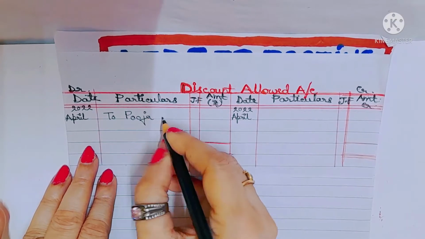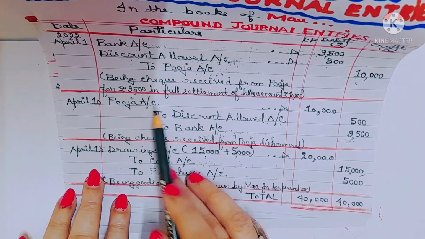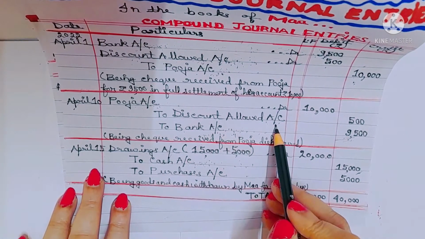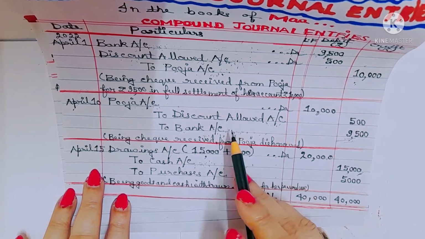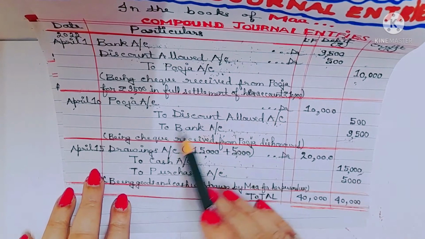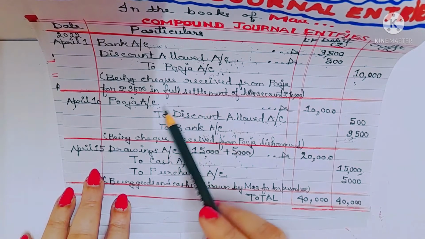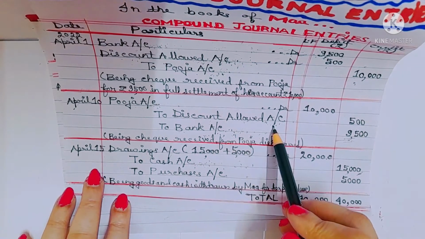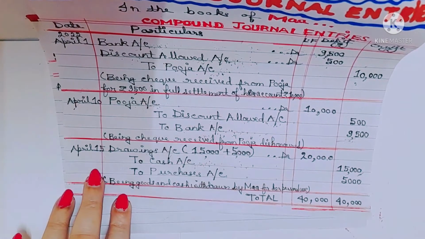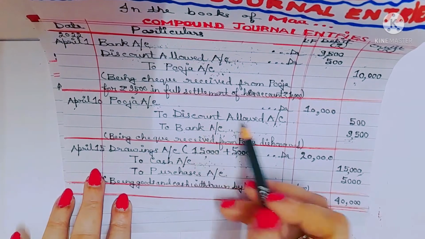How much? 500. Second journal entry is on 10th April, puja account debit to discount allowed. See, another discount allowed. Now discount allowed account is on the credit side. So opposite ke ache? Puja account. Puja account is on the debit side. And discount allowed account is now on the credit side. Previously it was on the debit side. So we have written puja account also on the debit side. But now discount allowed account is on the credit side.